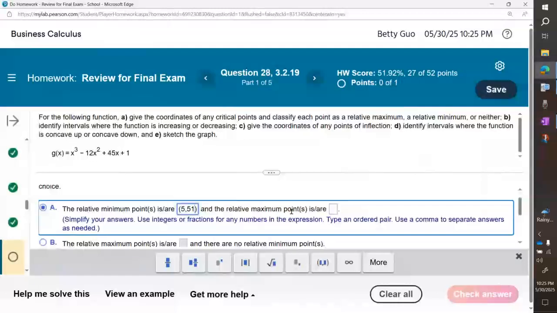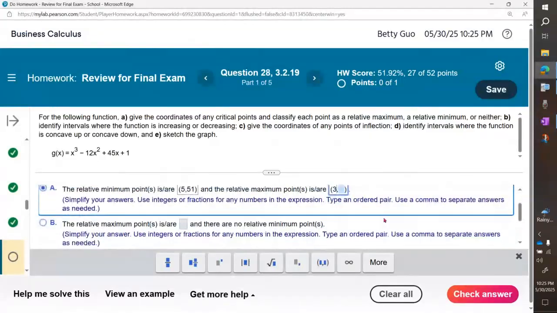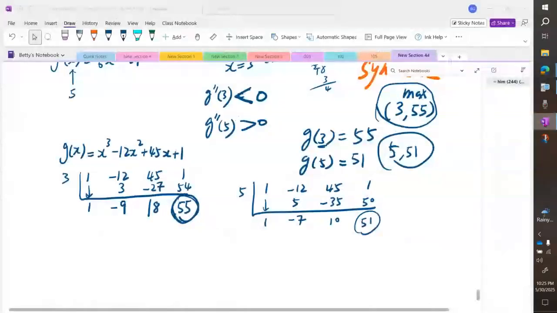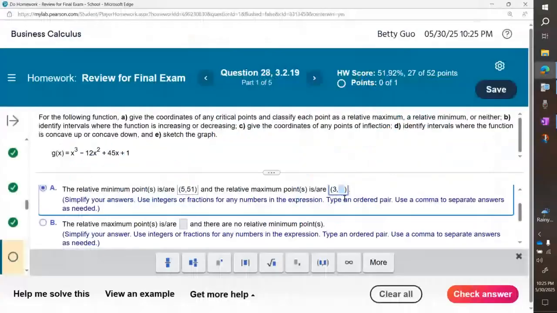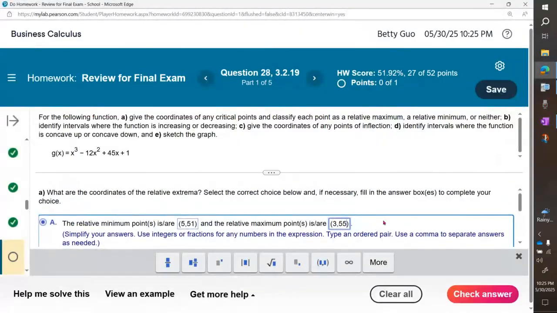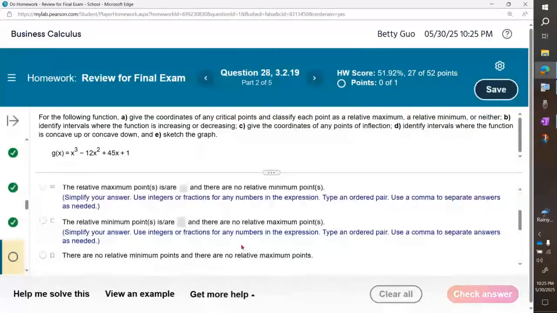Relative maximum is 3, 55. Oh, this is a long process, right, to figure that out. I hope this is correct. Okay, very good. And that's only part A.